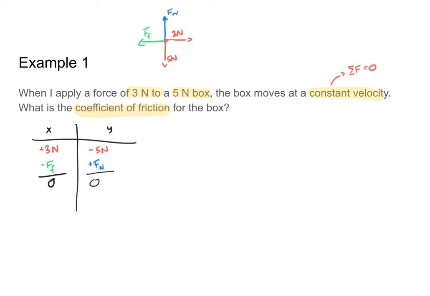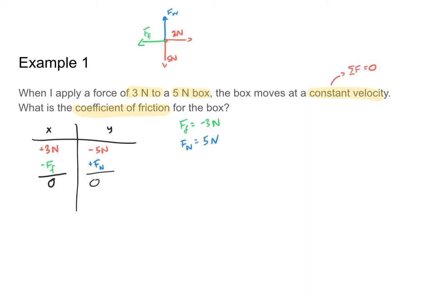Next, what I can do is I can solve in x and y for my frictional force and my normal force. So in the x direction, I have positive 3 newtons minus the force of friction equals 0. So what that means is that my frictional force must be negative 3 newtons. In the y direction, I similarly only have 2 forces, so that means that in the y direction, my normal force must have the same magnitude as my gravitational force, so my normal force must be 5 newtons.